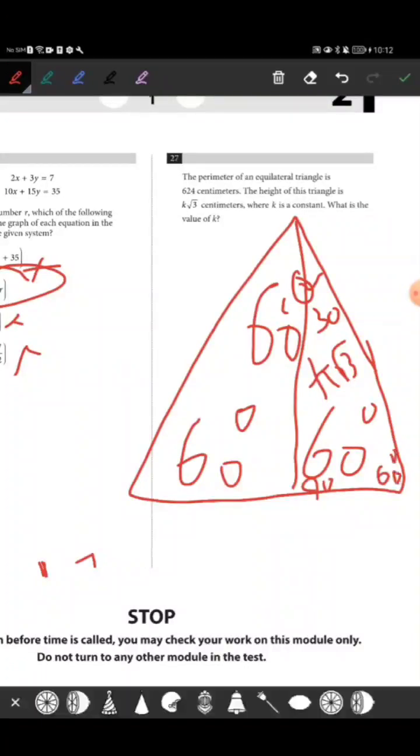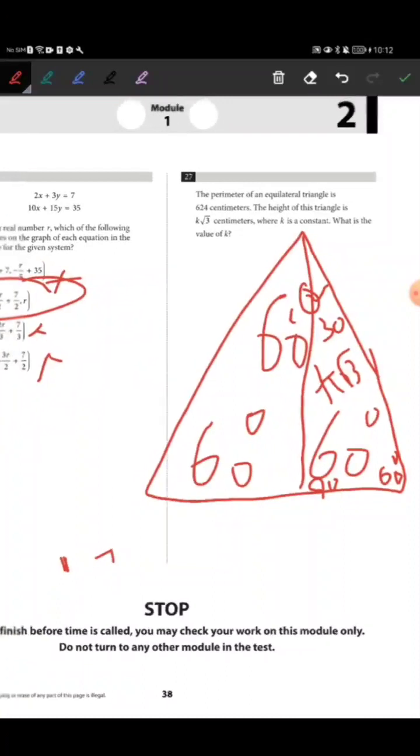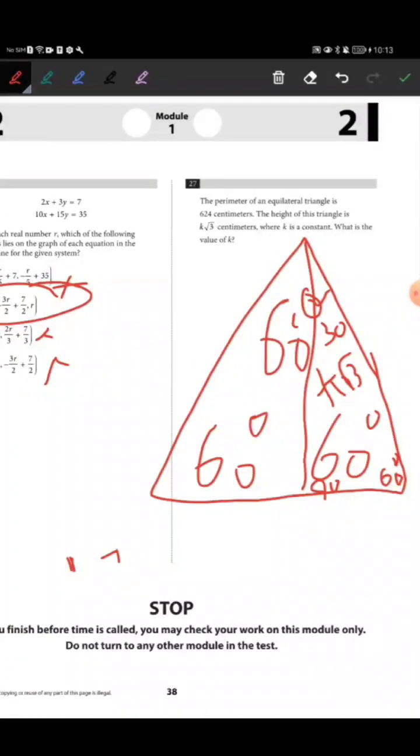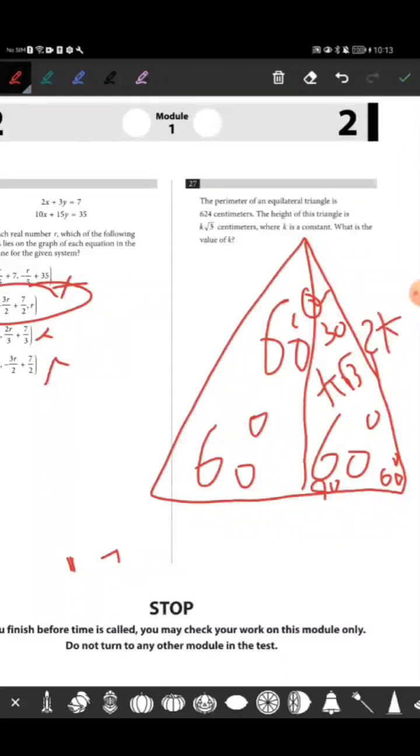Correct? So this makes each side length of the equilateral triangle equal 2k by using the triangle method, the Pythagorean theorem.